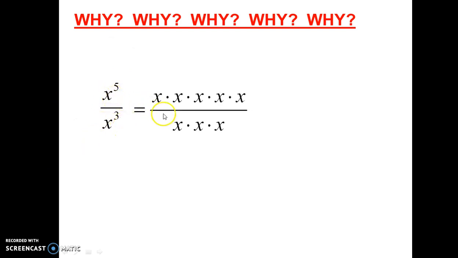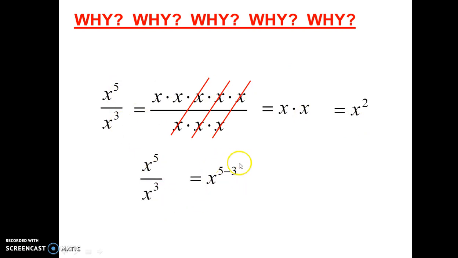That expands to 5 x's multiplied. This expands to 3 x's multiplied. Then if we do some cancellation of x's, cancel, cancel, and cancel, we're left with 2 x's on top. So that's like an x squared. That tells us why that rule exists. Why do we subtract the two exponents? Because of this cancellation that occurs. And that subtraction gives us the same answer. That's the reason behind this rule.